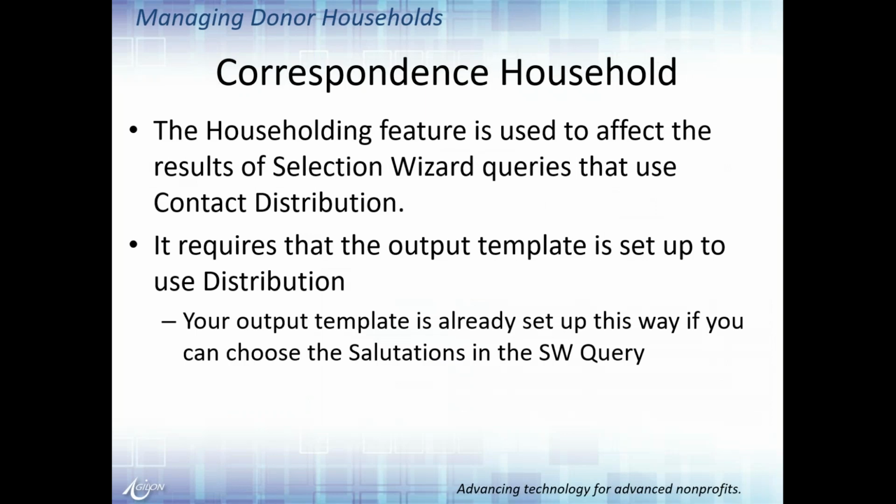The household features used to affect Selection Wizard and the way that we're using that contact distribution. I'm going to run through how this might look. There's a lot of columns, so I'm going to try to point out what's really changing. So again, this is dependent upon using Selection Wizard. It's depending upon using an output template that's set up with distribution. If you're already using salutations in your Selection Wizard queries, you already know how this runs.